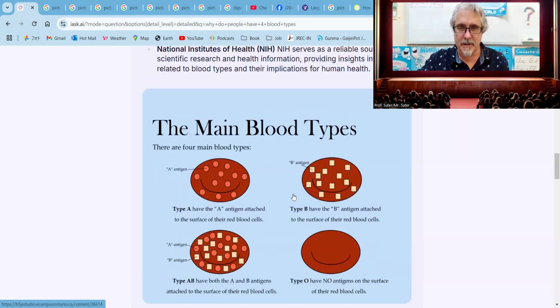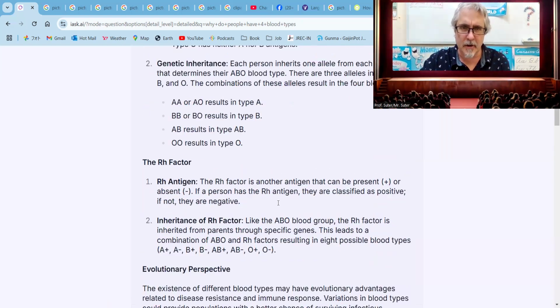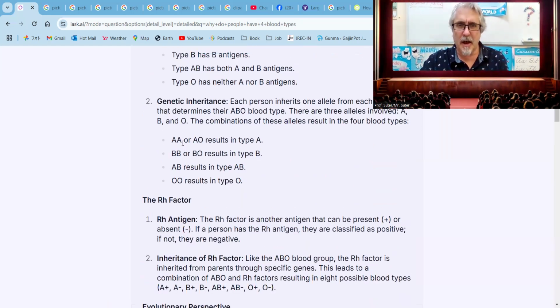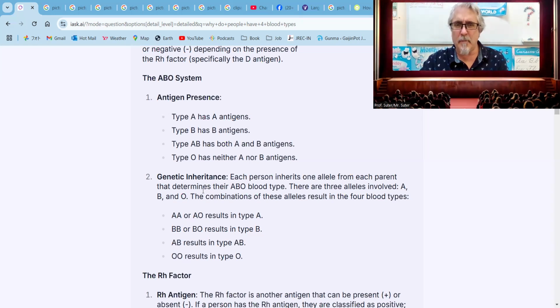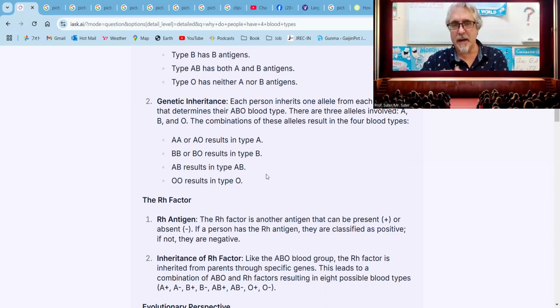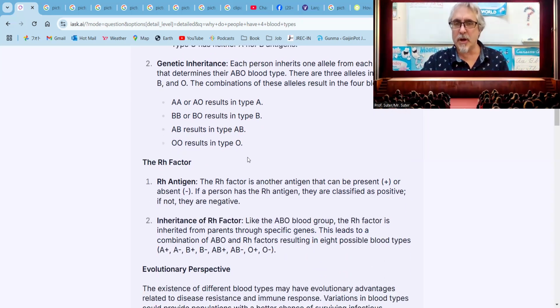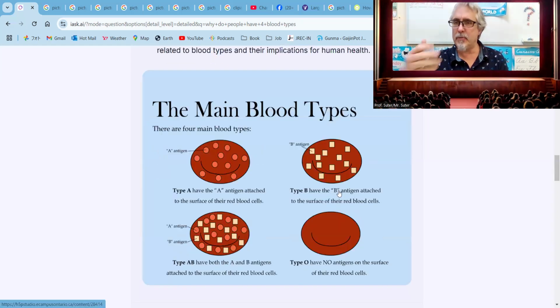And this, of course, is all from genetics, who our parents are. For example, it says here, genetic inheritance. Yes, three alleles, A, B, or O, and how they're combined is what type we have. If we're AA or AO, from our parents, then that means we're type A. If we're BB or BO, of course, we're type B. If we're AB, that results in, of course, AB, and OO results in, of course, O. It's very interesting.